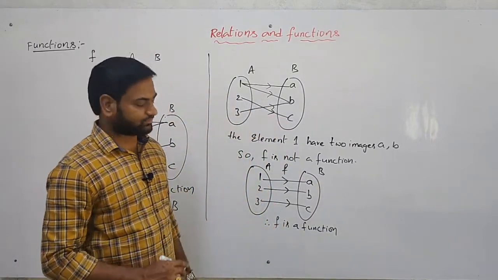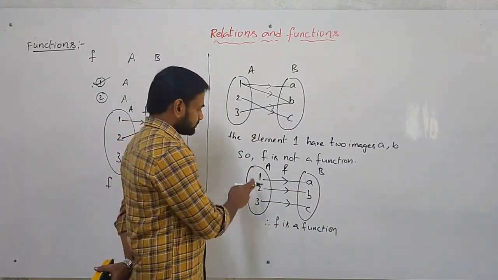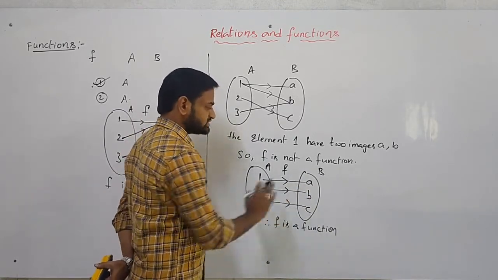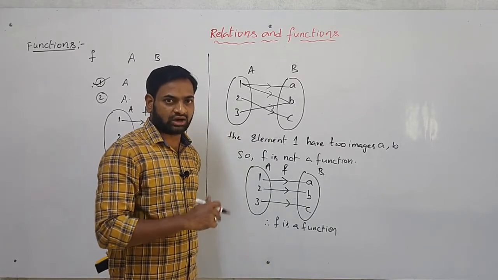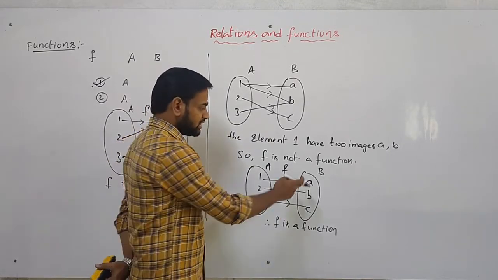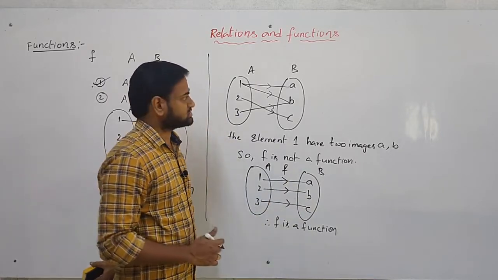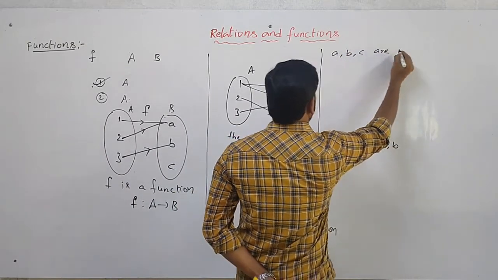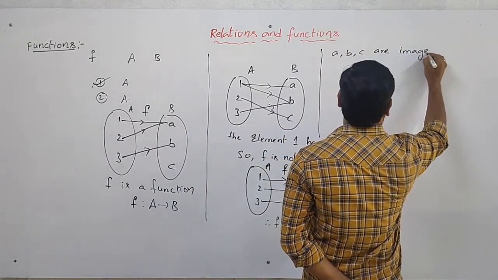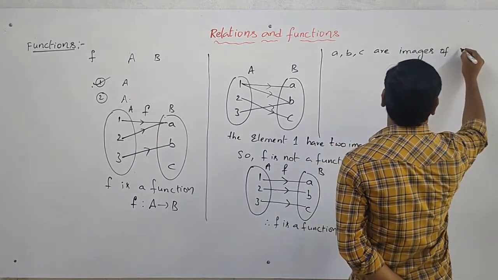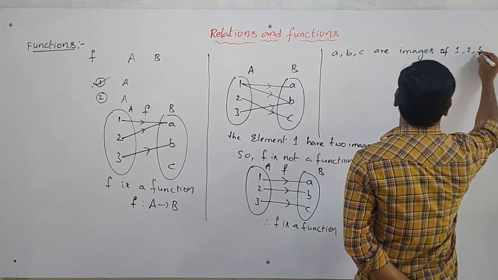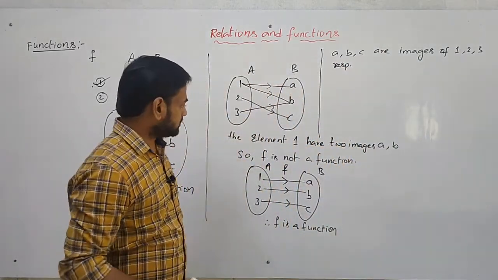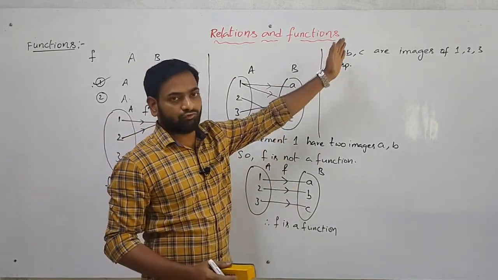F is a function. Clear? When f is a function, the image of 1 is A. The image of 2 is B. The image of 3 is C. So here A, B, C are called images. A, comma, B, comma, C are images of 1, 2, 3 respectively. So these A, B, C are called images of 1, 2, 3.